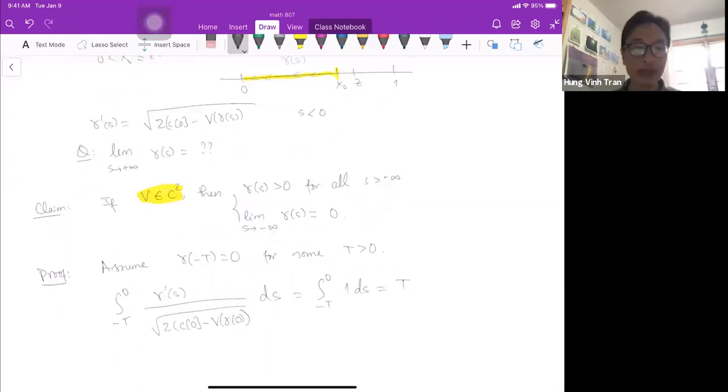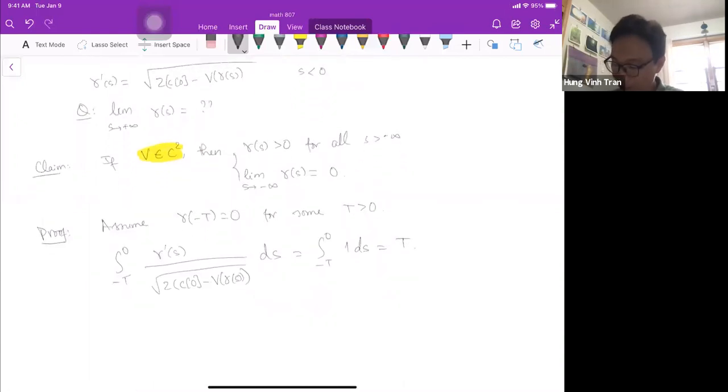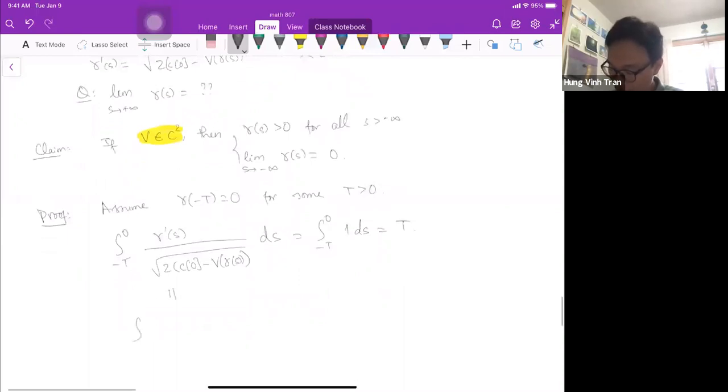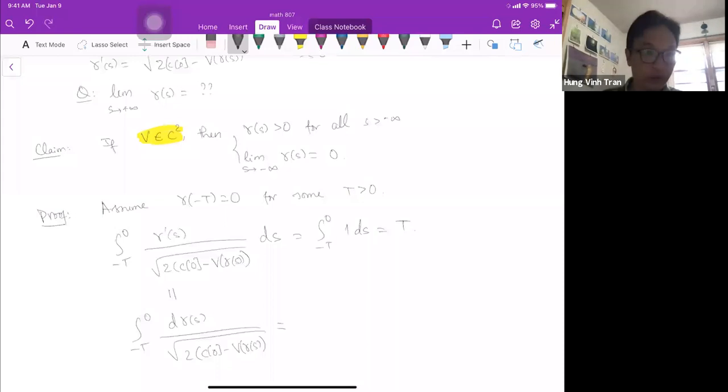So it's t, right? That means you can say that the time it takes for the orbit to go from x0 to 0 is t. Okay, so that's the integral. And up here you can do a change of variable. The integral from minus t to 0 of d gamma s over root of 2 (c naught minus v of gamma s). You do the change of variable, so you switch to dx over root of 2 (c naught minus v of x).